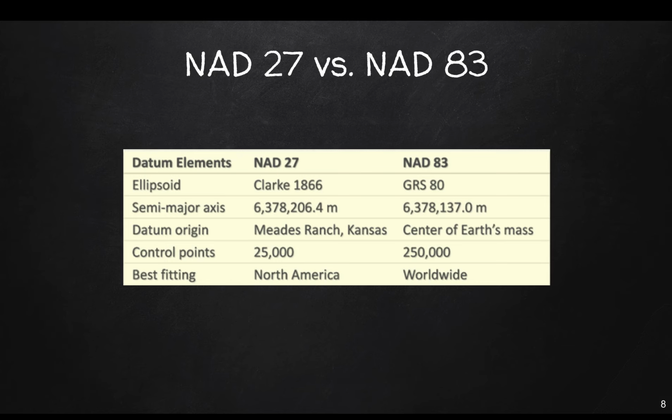To address this, a new datum was developed, designated NAD 83. It replaced the Clarke spheroid with a new ellipsoid, the Geodetic Reference System 1980, centered at the Earth's mass, and is based on 250,000 control points compared to the 25,000 of NAD 27. In a lot of GIS data, older GIS data used NAD 27, but now it is being updated to NAD 83.